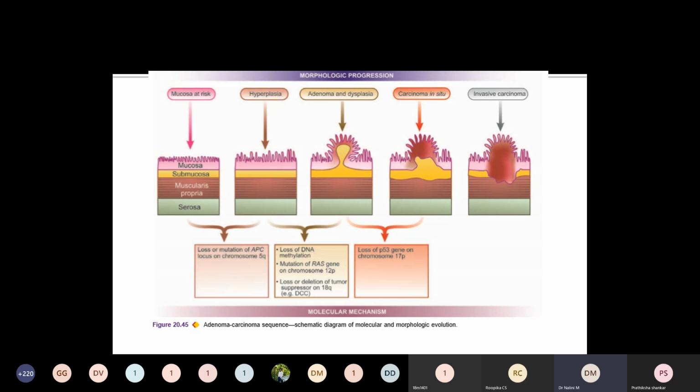And what you have to remember here is the most important mutation. One is the APC gene on the long arm of chromosome 5, and then the RAS gene on chromosome 12p, and the P53 gene along with the DCC gene that we'll be discussing later.